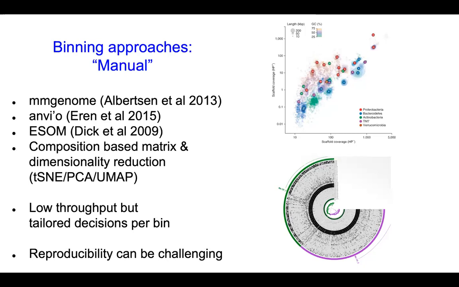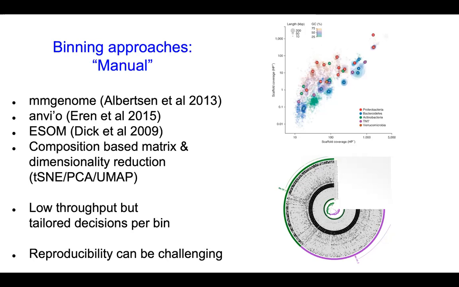And then there are other purely composition-based manual approaches that make a matrix and then do dimensionality reduction and clustering on that matrix. The big advantage of these is you can really tailor and choose what you want to include in your bin. The big disadvantage is it's really low throughput, and so for many of the larger analyses that happen these days, it is not feasible to do this manually.